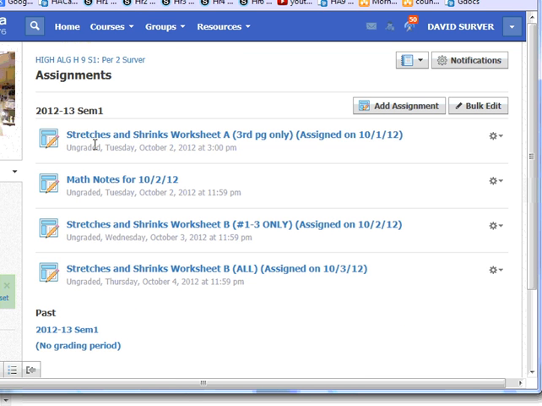So I'm showing you where it is here. It's under assignments, and today's date is the 2nd. So I look here, and it says 1 through 3 only. See on the third one down there? 1 through 3 only.